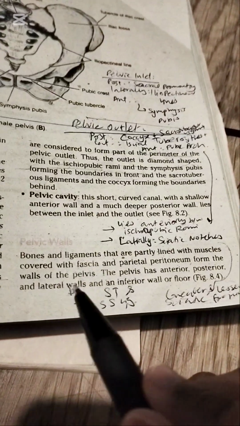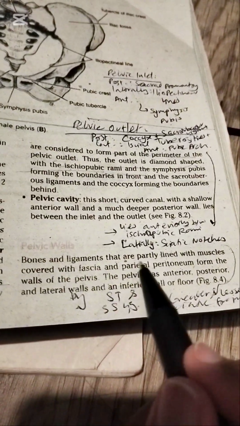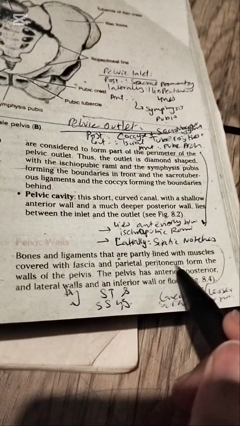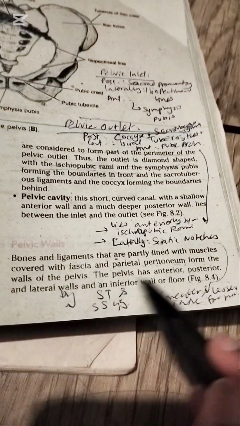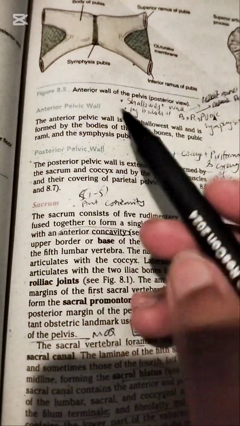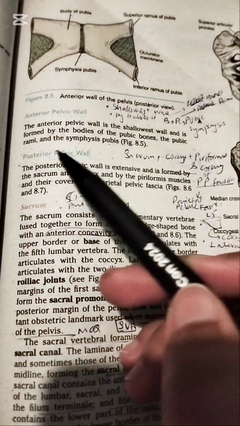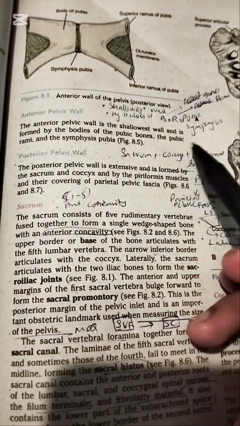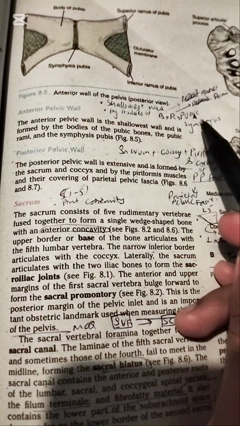Now let's talk about the pelvic walls. The bones and ligaments that are partly lined with muscles, covered with fascia and parietal peritoneum, will form the walls of the pelvis. So the pelvis has anterior, posterior, and lateral walls and an inferior wall or floor. Anterior pelvic wall is the shallowest part, and it is formed by the bodies of the pubic bones, the pubic rami, and also the pubic symphysis.